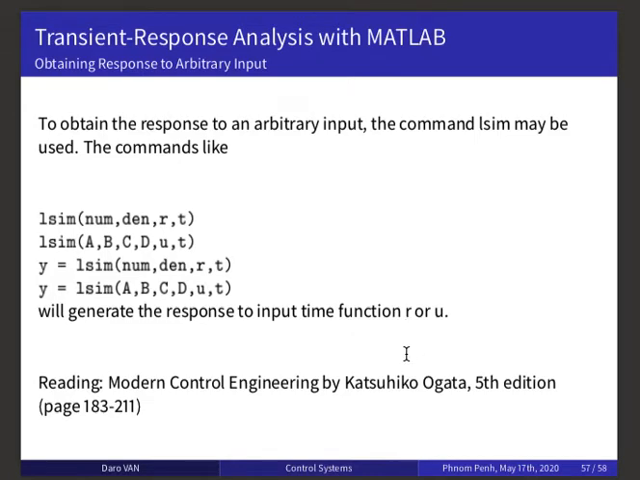In the textbook, in chapter 5, in the section on transient response analysis with MATLAB, you will find detailed explanations and many examples. So please try, and you need to practice doing it by yourself.